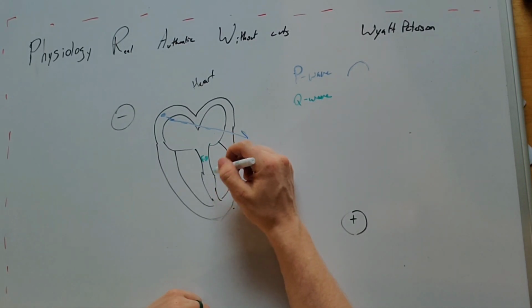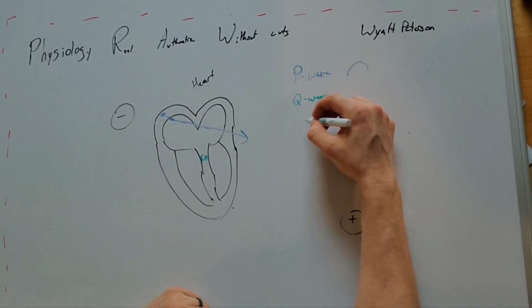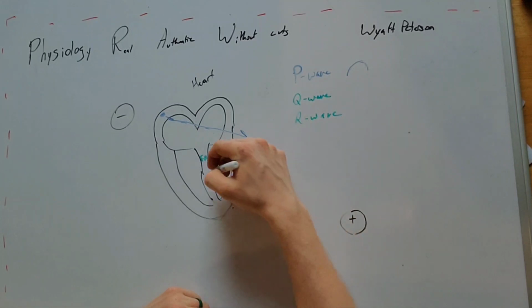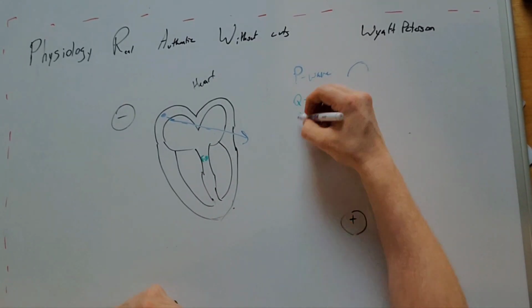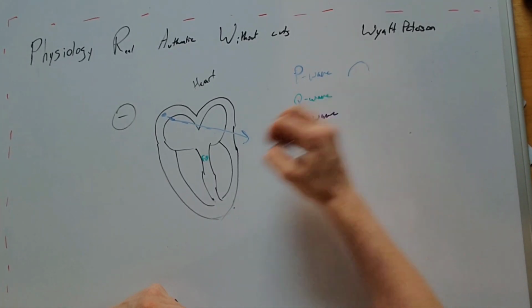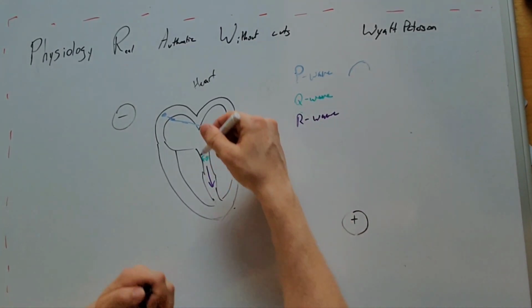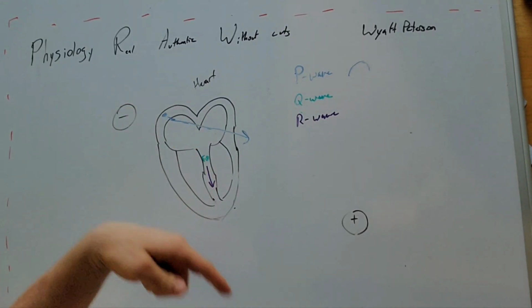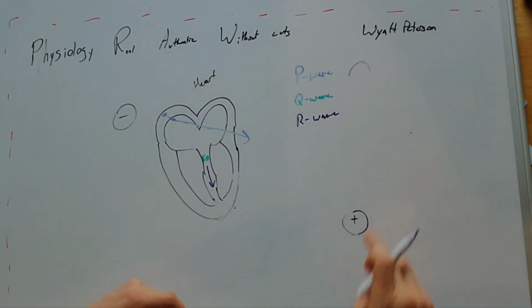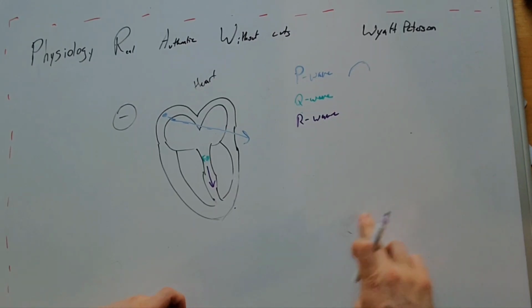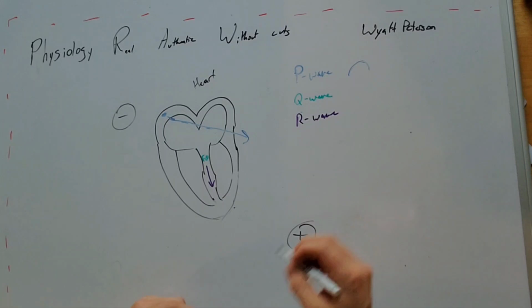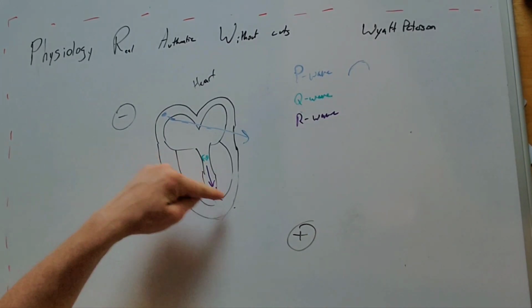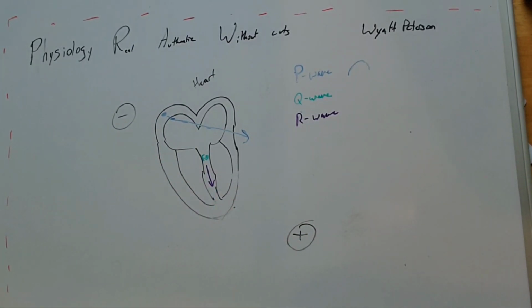And then, after the Q wave is done, we have the R wave, trying to do different colors. The R wave shoots down the ventricle. So now depolarization is going down a little bit more. Let me put this more accurately. So again, a negative wave is going towards the positive end.